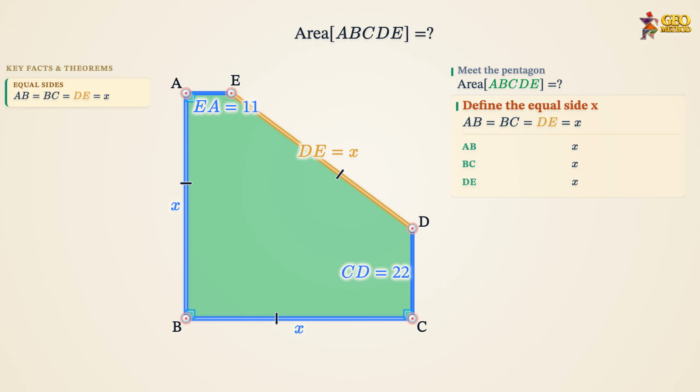The three matching strikes say segment AB, segment BC, and segment DE are equal. Call that common length x. The label appears on those exact sides now.